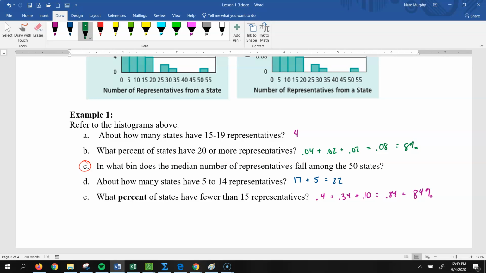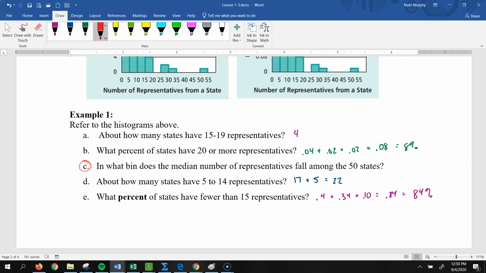Then letter D, how many states have 5 to 14 representatives? Again, you look at that first bar graph and you write down approximately how many, from reading the graph, would have between 5 and 9 and 10 and 14, and you get 17 and 5, and you add those together and you get 22. And then letter E says what percent of states have fewer than 15 representatives. Again, we're dealing with the second graph. If you use the relative frequencies and add those together, we get 0.84, which as a percent would be 84%.